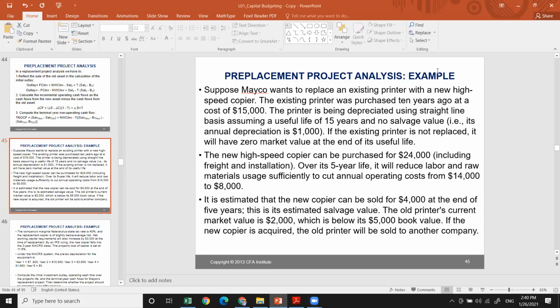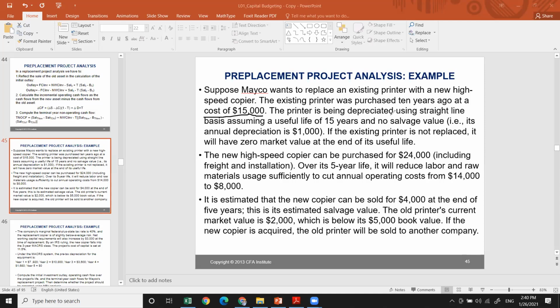So, replacement project analysis, an example in here. It says that suppose Michael would like to replace an existing printer with a new high-speed copier. We have a publishing house, some printing house, and we installed that old printer for 15,000.